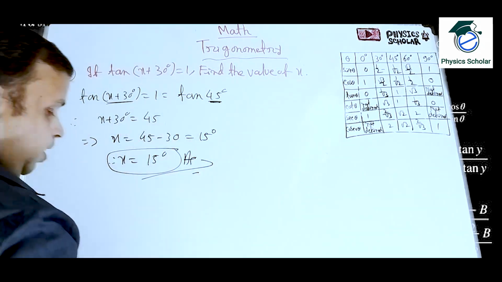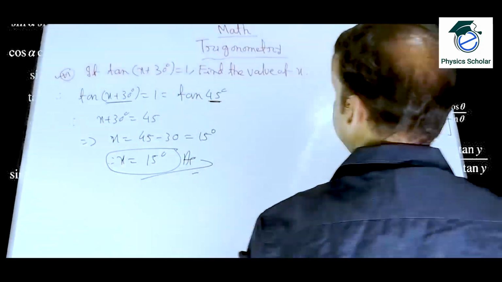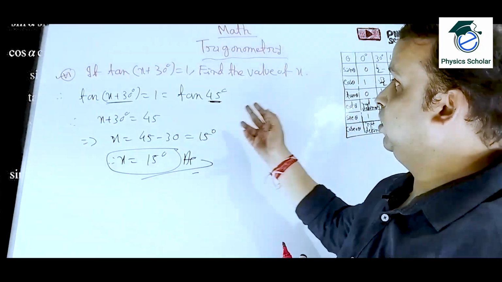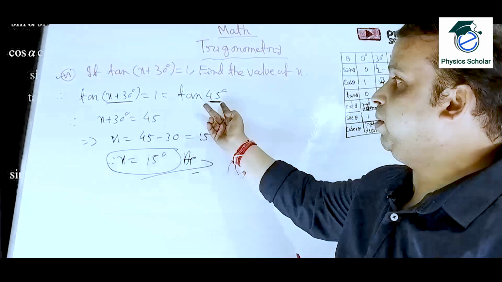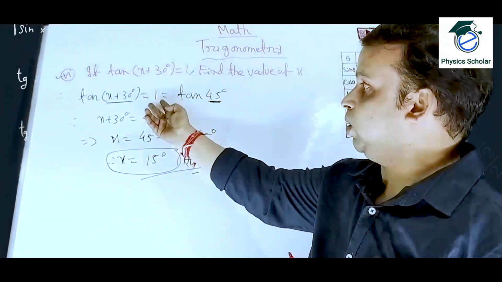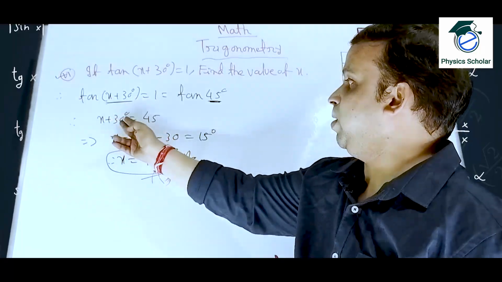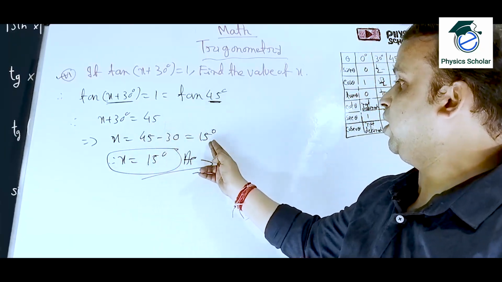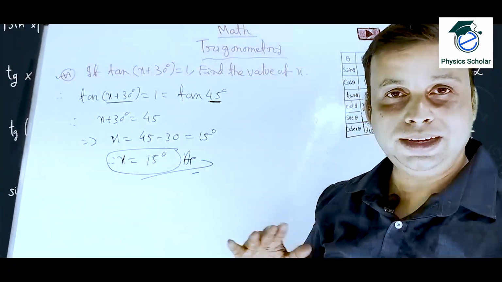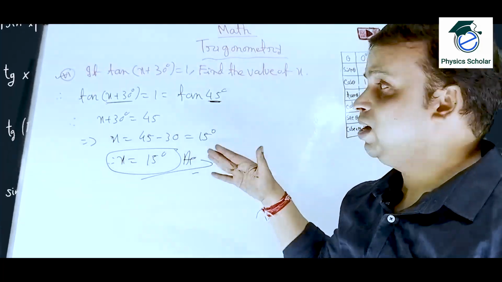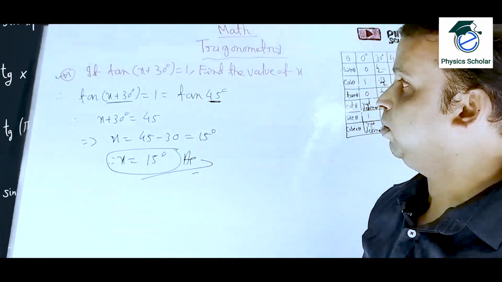Very easy sum. Clear? So tan of x plus 30 is equal to 1. We have to find out the value of x. So tan of x plus 30 is equal to 1 is equal to tan 45 degree. Value of tan 45 degree is 1. Instead of 1 we can write tan 45. So that means this should be equal to 45 degree. So x plus 30 is equal to 45. So x is equal to 45 minus 30. So x is equal to 15. Very simple sum. Clear? So hope you have understood this. Now let us move to the sum number 7.